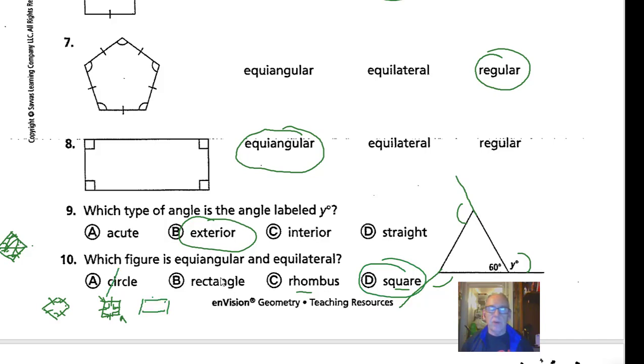Number 10, which figure is equiangular and equilateral? The square. Rhombus, equilateral. Rectangle, opposite sides are congruent and it's equiangular. It has angles of 90. Circle, no angles. But a square is the figure out of these that has all sides congruent and has all angles congruent.